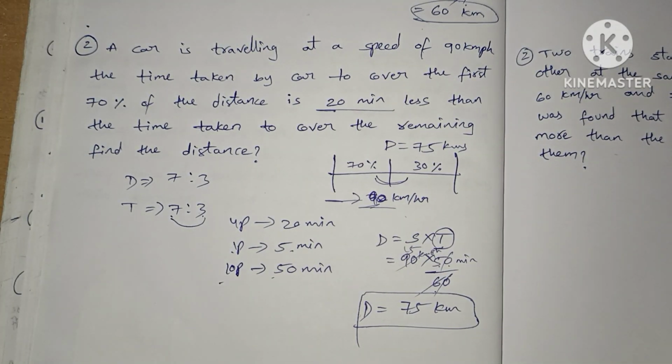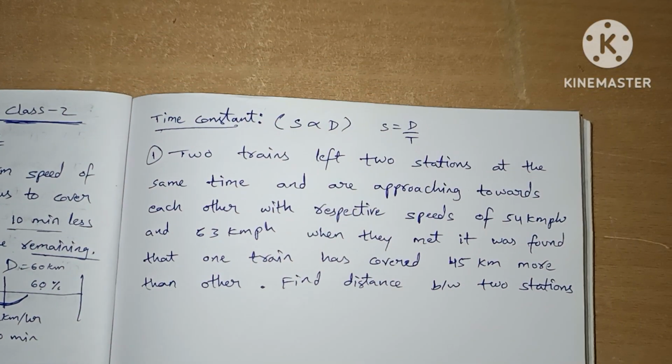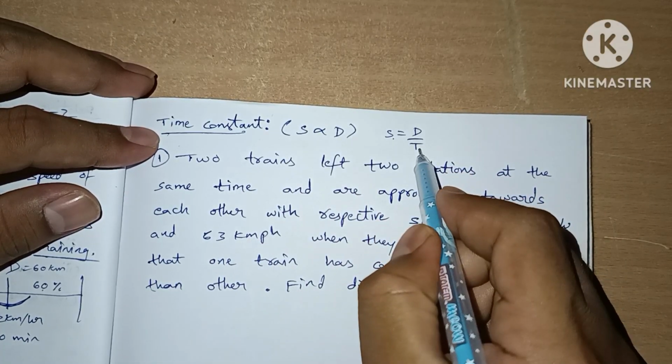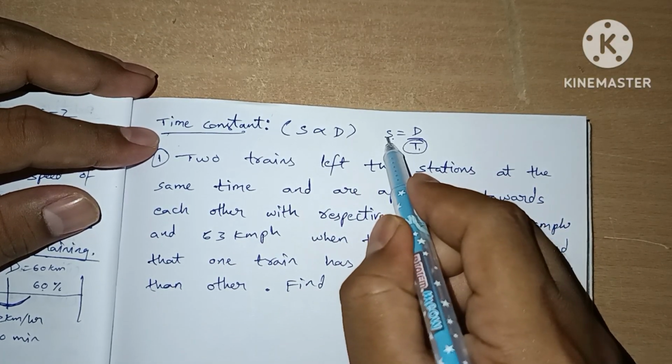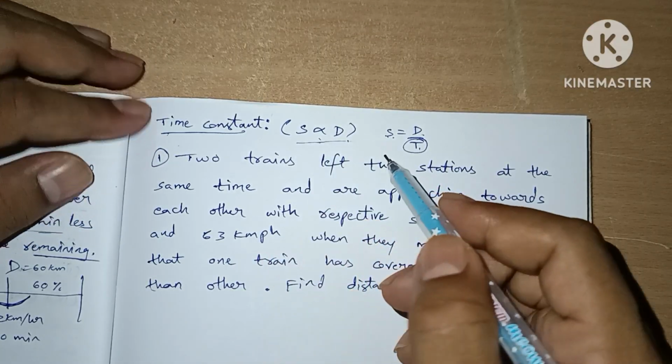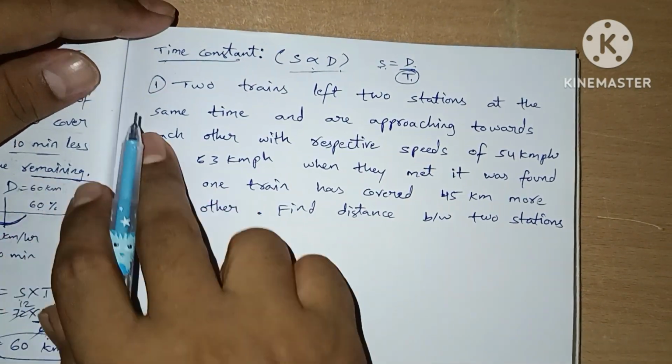Now we are going to learn the time constant concept. Time constant means speed equals distance by time. Time constant means speed is directly proportional to distance. This is the thing. Now let's understand with questions.